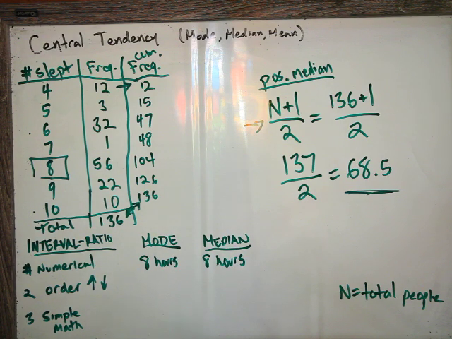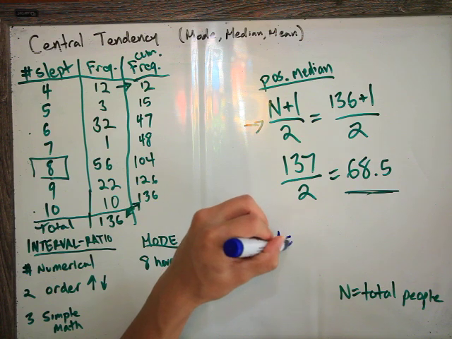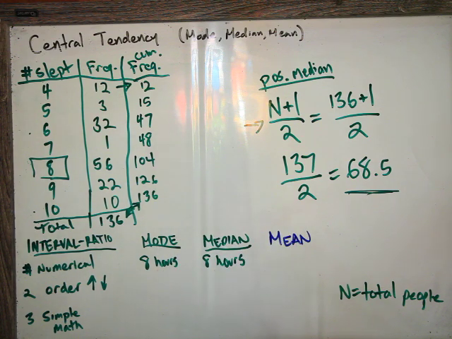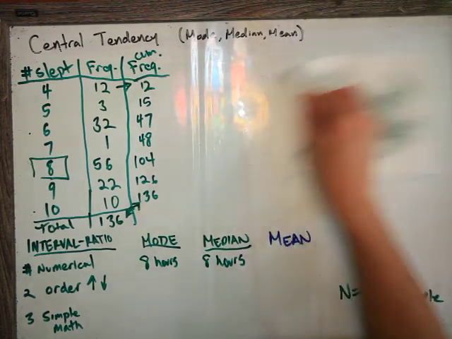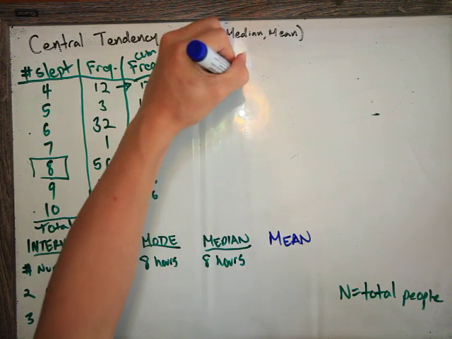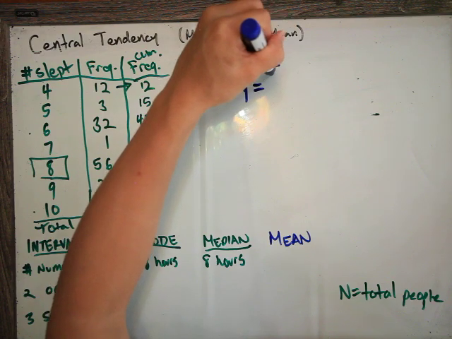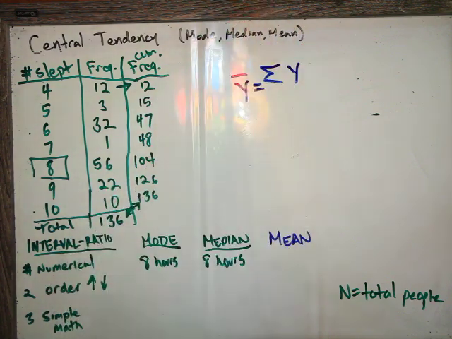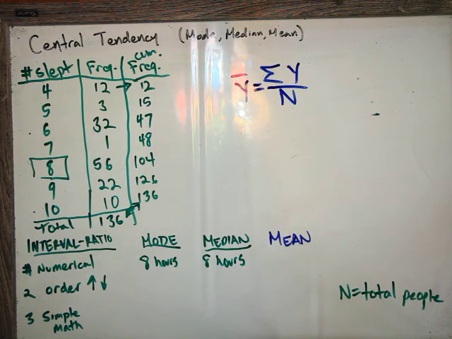Alright, so that's another way that you can find the median, is by finding the position and making a cumulative frequency distribution. Now, for the last measure of central tendency, the mean, we need to use the formula for the mean. And if you remember, the formula for the mean, y bar, which is the mean, is the sum, that's sigma, of all raw scores, y, divided by the total number of people, which is n.